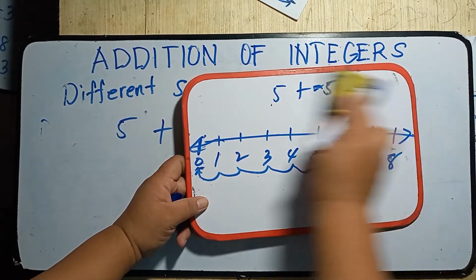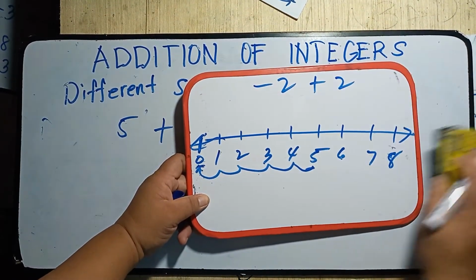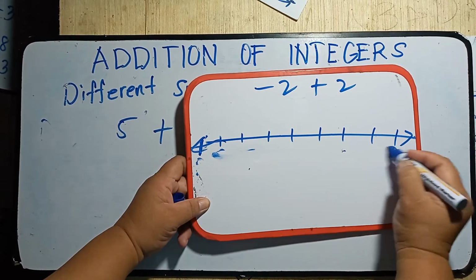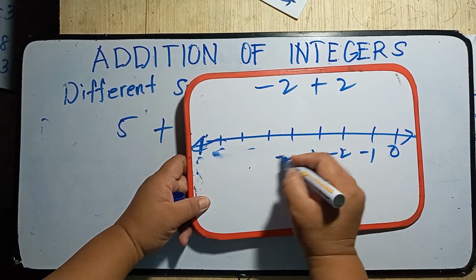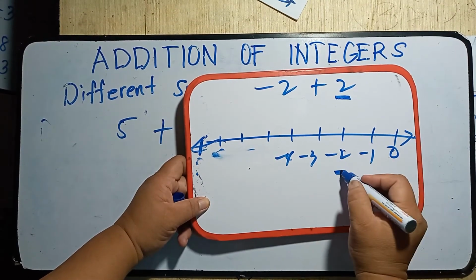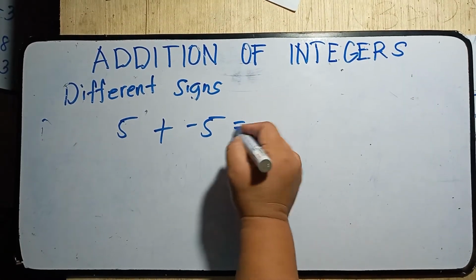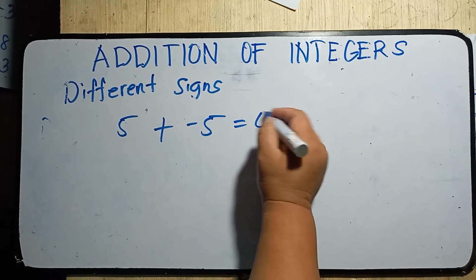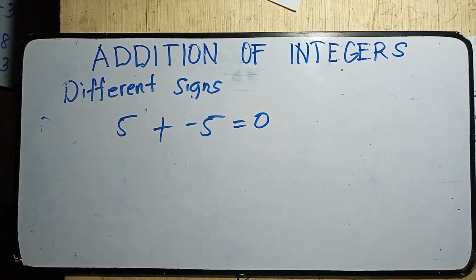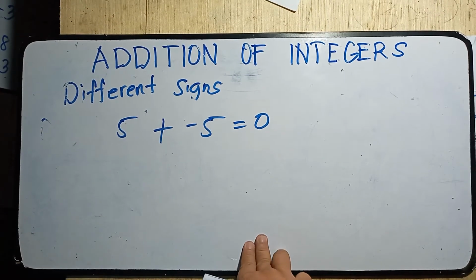Say you have negative 2 plus positive 2. Okay, negative 2, move ka sa right ng dalawang unit. 1, 2. So, the answer is 0. So, the sum of 5 and its opposite is 0. The sum of 10 and its opposite is 0. So, the sum of any number and its opposite is 0. Kaya, ang tawag natin dito ay 0 pair.